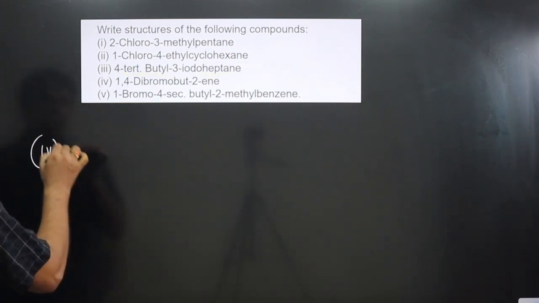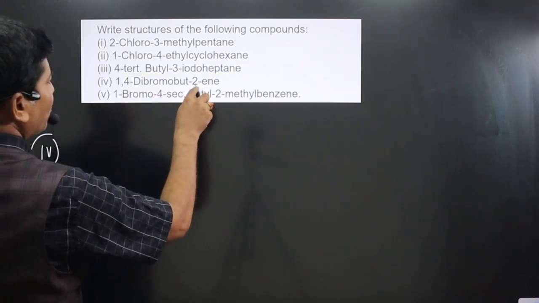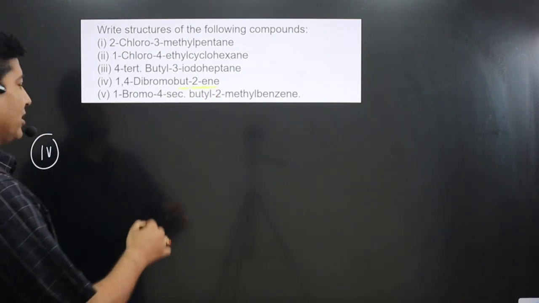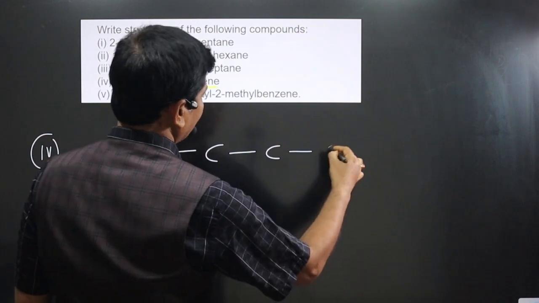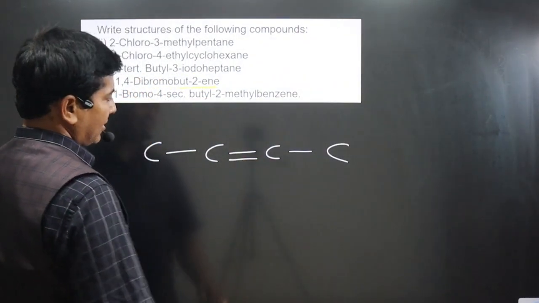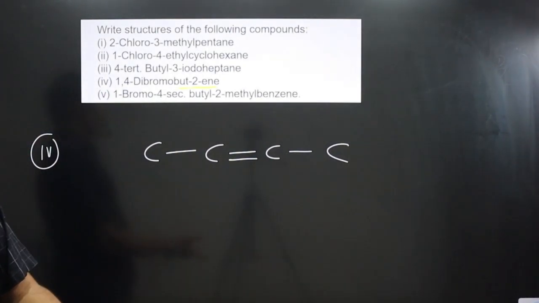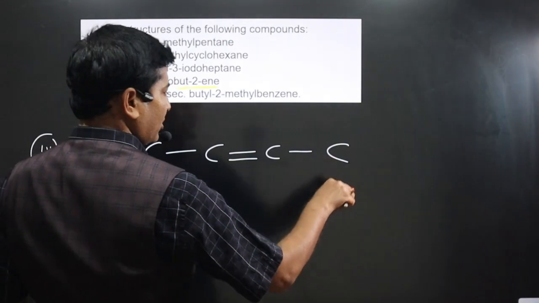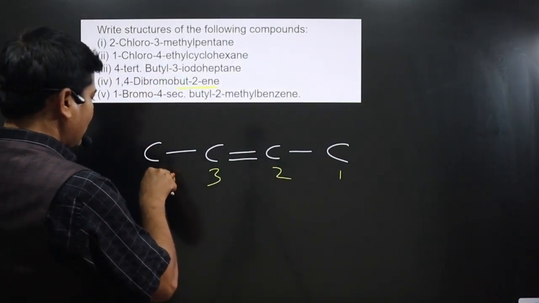We have the fourth one. It says 1,4-dibromo but-2-ene. This is the parent chain. But-2-ene. But in the sense how many carbon? 4 carbon are there. And 2-ene, to the second carbon double bond is attached. But-2-ene is symmetrical. But it says 1,4-dibromo. This is the first carbon, second carbon, third carbon. This is the fourth carbon.